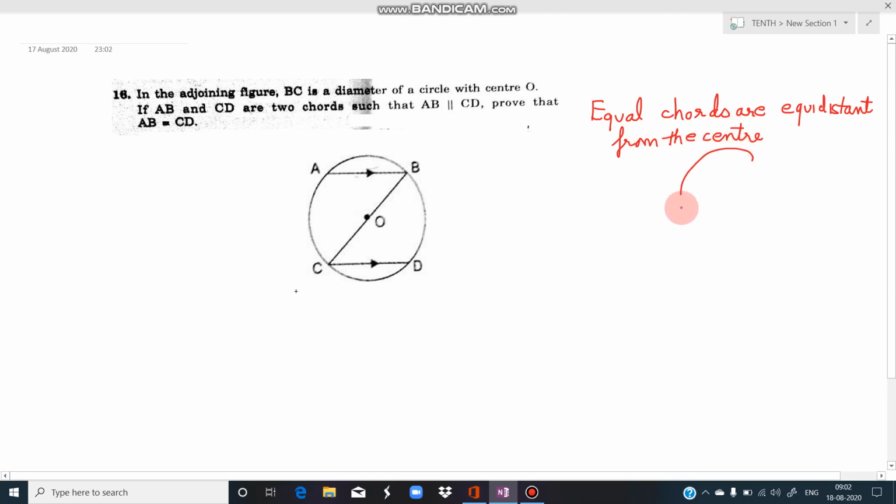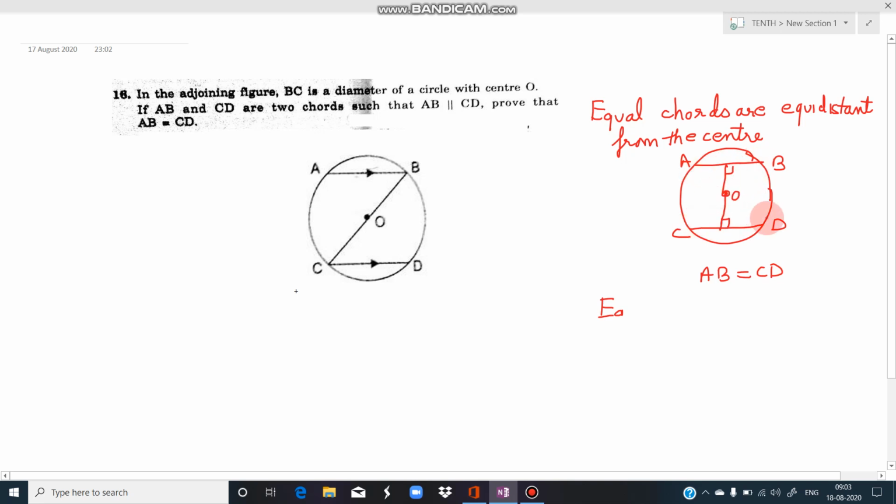So what does that imply? It implies that if I make two chords and they are equal, then their distance from the center will also be equal. So if we draw their distance from the center, that will also be equal. Isn't it? So if it is given in the question that two chords are equal, it means their distance from the center will be equal. The same thing will be vice versa also, that the chords which are at equal distance from the center, they will be equal.